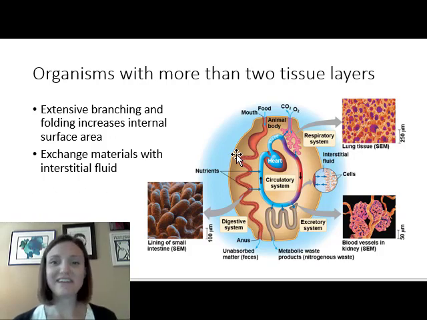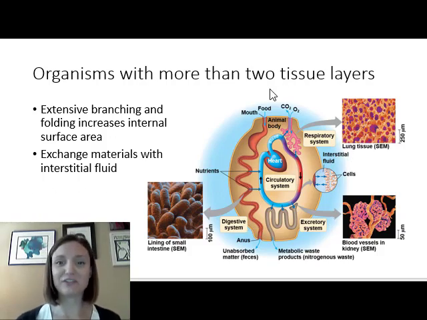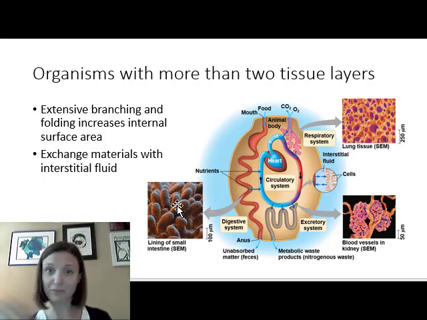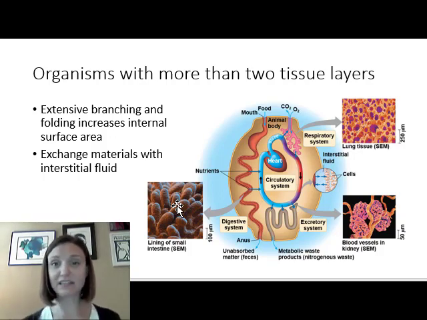So in this generic animal, think of a tube inside of a tube, right? So in our digestive system, we have extensive folding. You can think about how wrapped up our small intestine is inside of our bodies. It's coiled up, so that way we can have a high surface area.